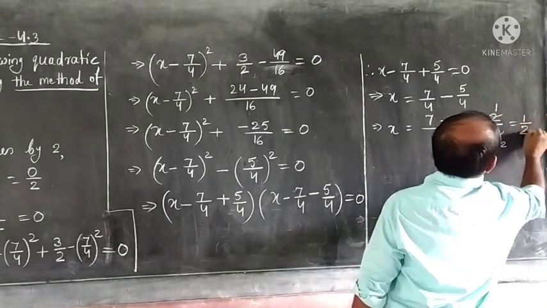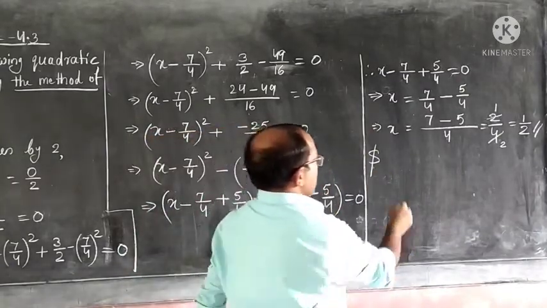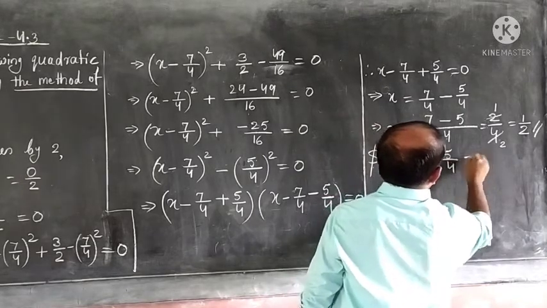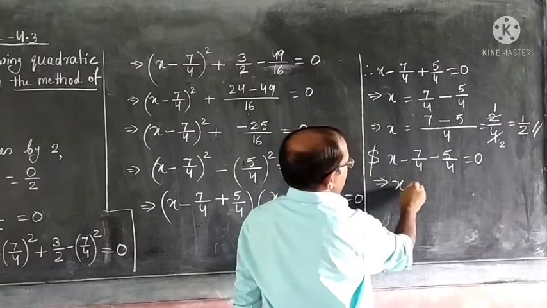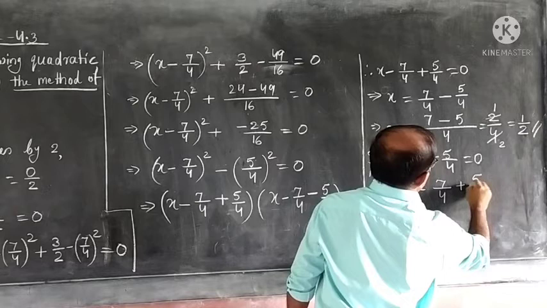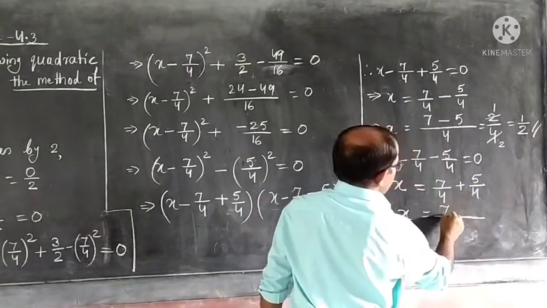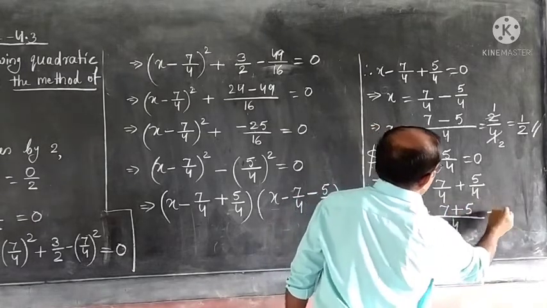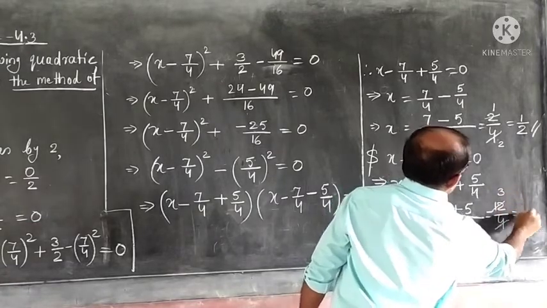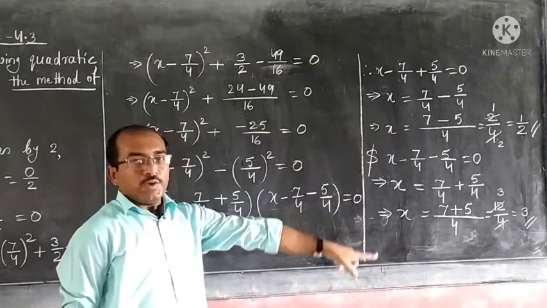So, the first root is 1 by 2, and the second one is what? x minus 7 by 4 minus 5 by 4, that is also equal to 0. So, here also we take the number to the RHS, it will be 7 by 4 plus 5 by 4, LCM 4, 7 1s are 7 plus 5 1s are 5. So, 12 by 4, 4 3s are 12. So, the two roots of the quadratic equation we found are 1 by 2 and 3.